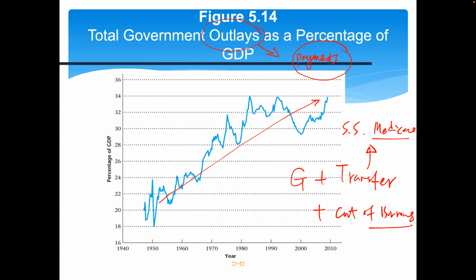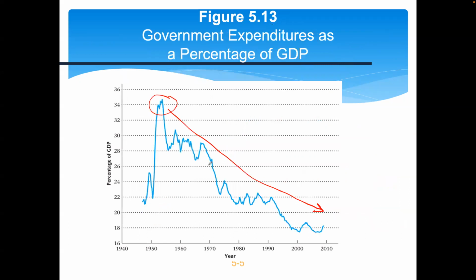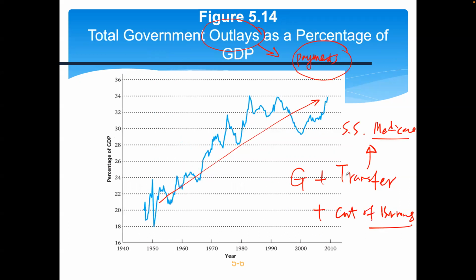Okay, so to summarize, the difference between this graph and this graph largely comes from here. And over time, it is increasing largely because the transfer has increased. So in 1960, in the United States, under President Lyndon Johnson, he had a program called the Great Society. They created Social Security and Medicare, right? So that made the government transfer ever larger, increasing over time, right?